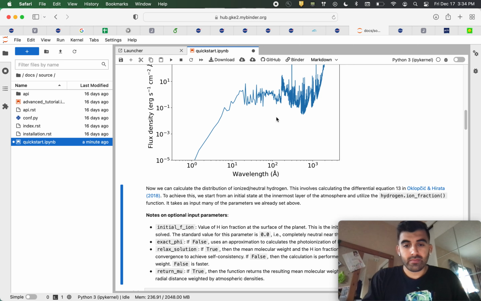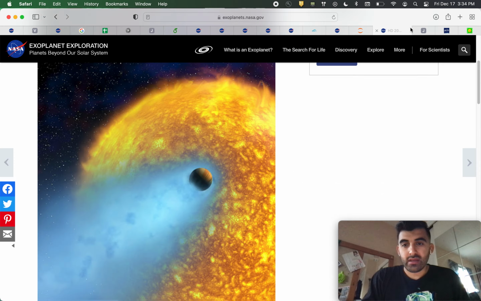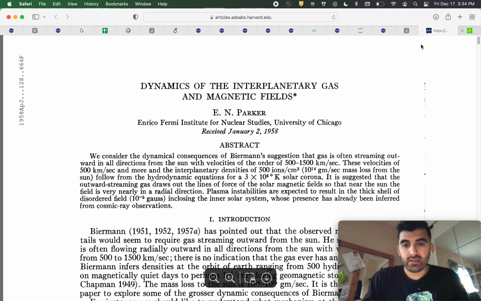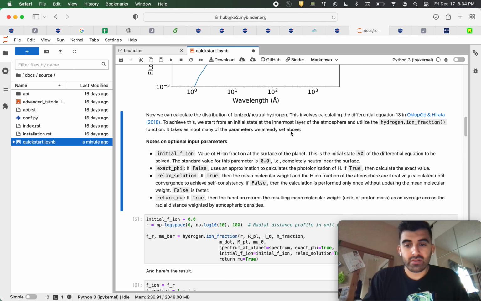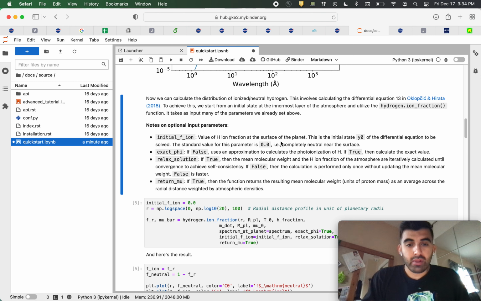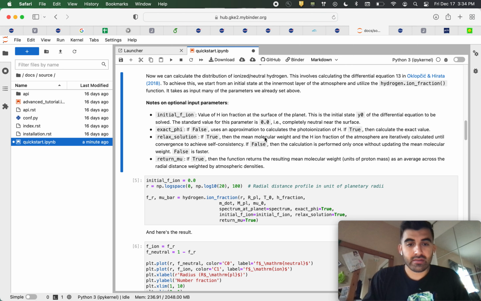Now that we have our spectrum, the next thing we can do is calculate the distribution of ionized and neutral hydrogen in the atmosphere, and this involves calculating the differential equation 13, cited here in this paper. So that equation is this guy right here. What we are essentially going to do is plot the distribution of ionized and neutral hydrogen as a function of radius.